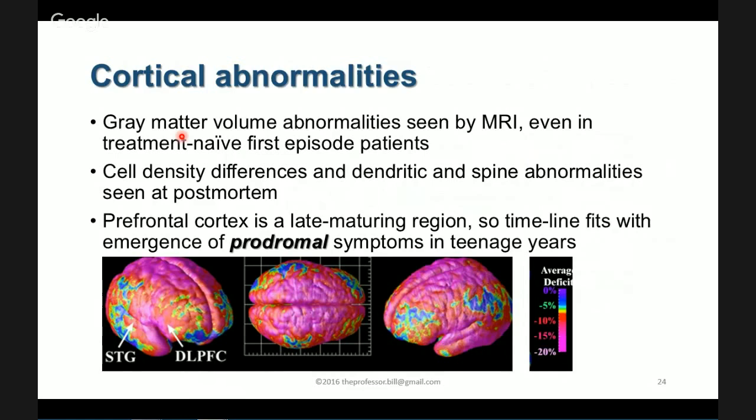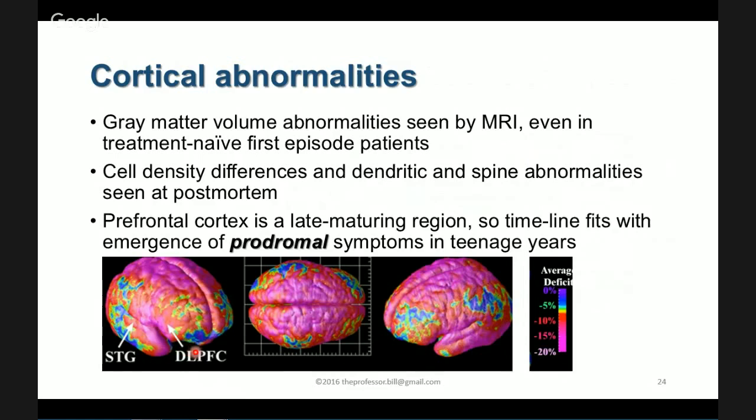You put them in an MRI before they get their first dose of haloperidol, chlorpromazine, or whatever you're giving them as an antipsychotic. And these naive, treatment-naive first episode patients also have shrinkage in their gray matter. There are also differences in cell density, much smaller. The dendrites and spines that I'll show you in the next slide are also smaller at postmortem. So there is a structural change in different regions. And again, it's not just in the frontal lobe.